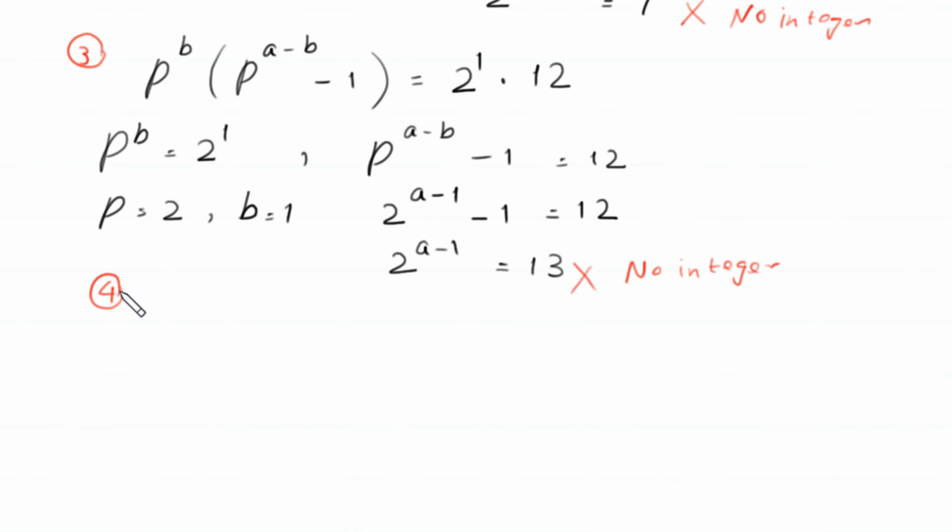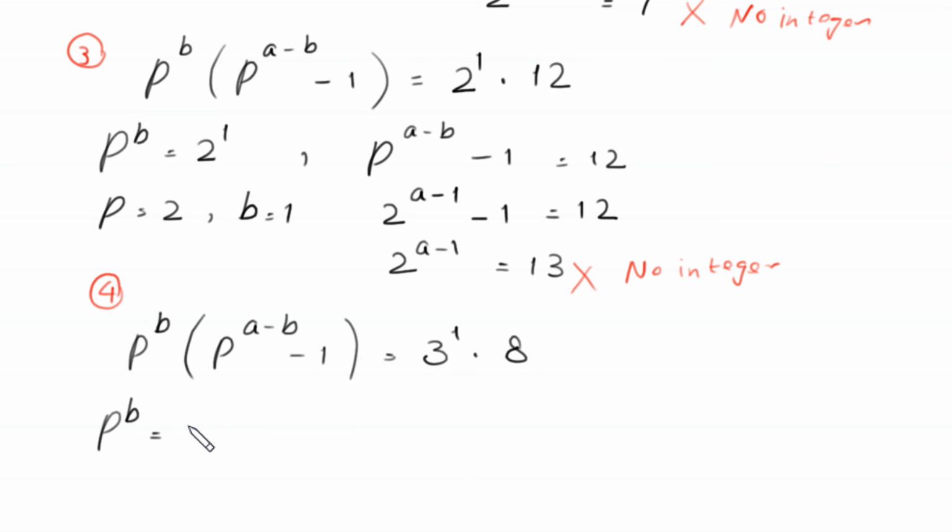In case 4, we write this expression p to the power b times p to the power a minus b minus 1 equal to 3 to the power 1 times 8. And we write this p to the power b equal to this 3 to the power 1, and we write this p to the power a minus b minus 1 equal to this 8.